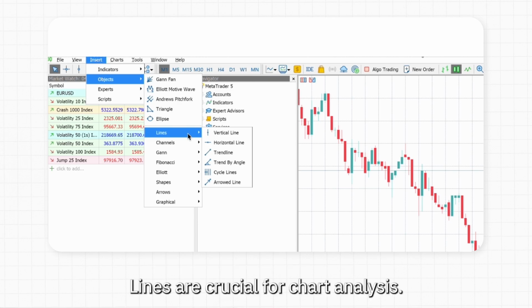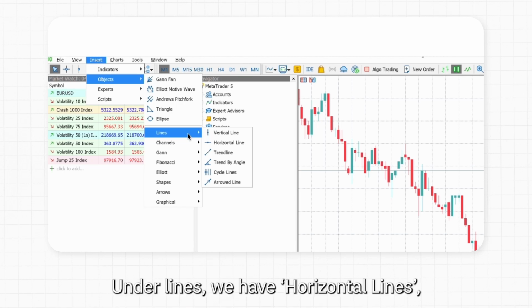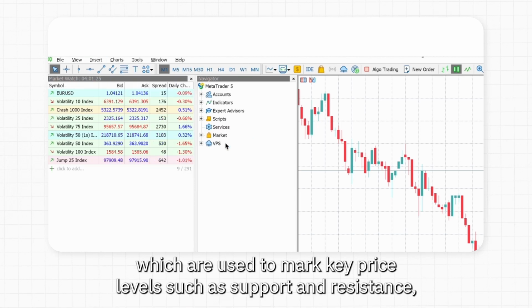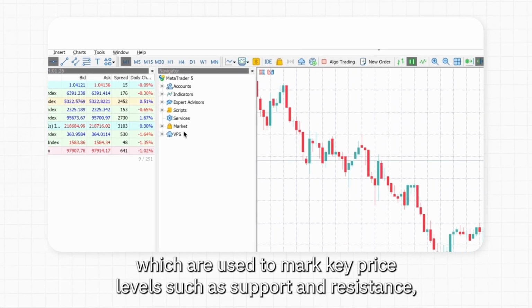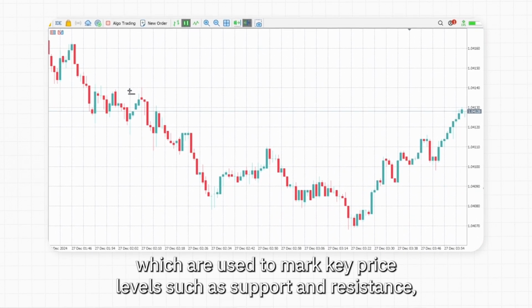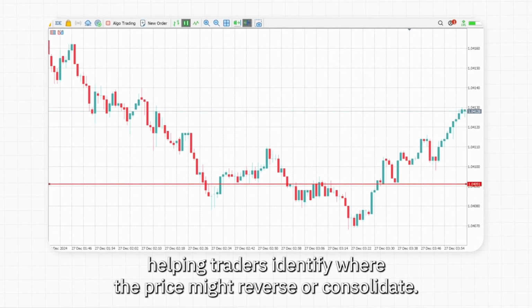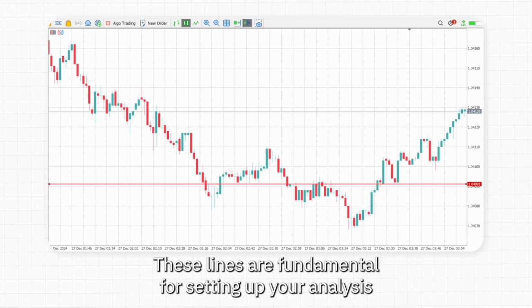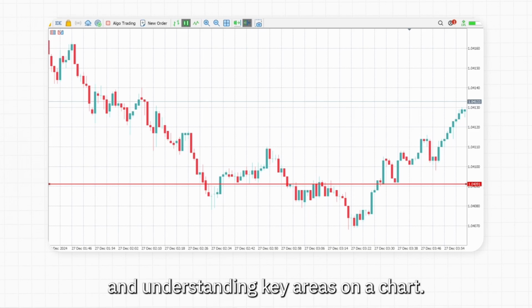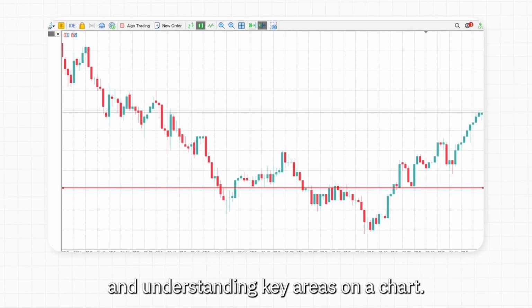Lines are crucial for chart analysis. Under lines, we have horizontal lines, which are used to mark key price levels such as support and resistance, helping traders identify where the price might reverse or consolidate. These lines are fundamental for setting up your analysis and understanding key areas on a chart.